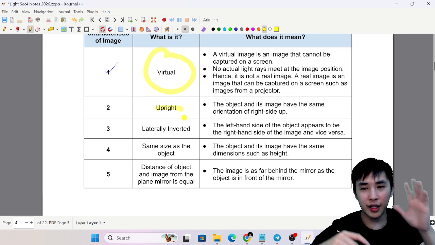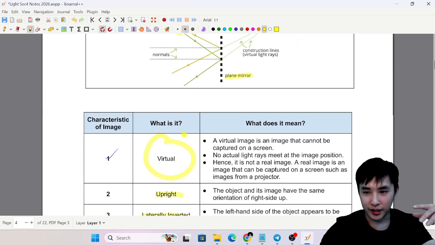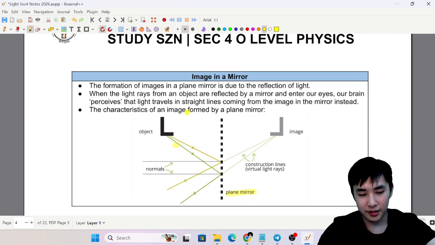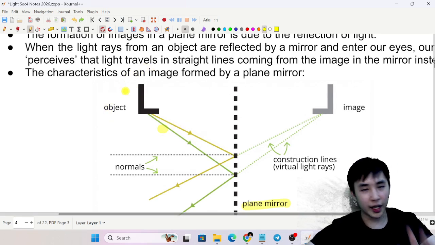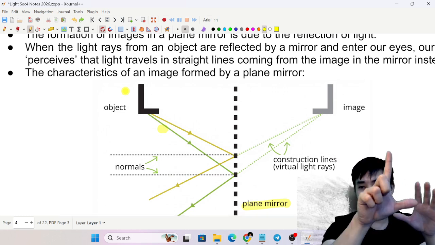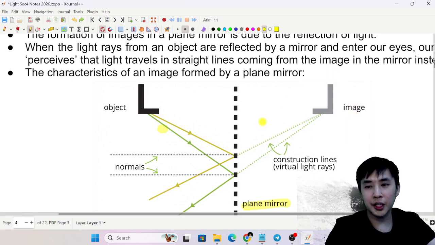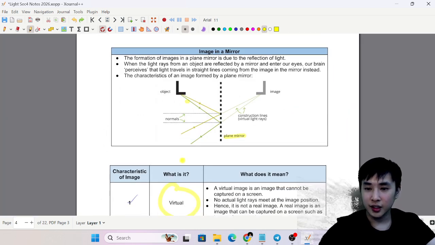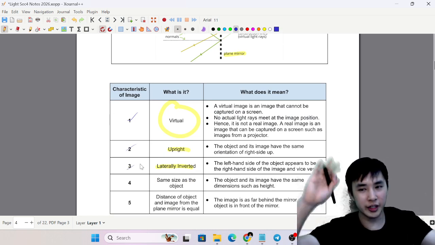Now there's also a lateral inversion, which is very simple to see. When you have an object that looks like an L shape, then when you look at its mirror image, it's actually the other way around. So it looks something like this. That's the meaning of laterally inverted. So we are done with these 3 characteristics.